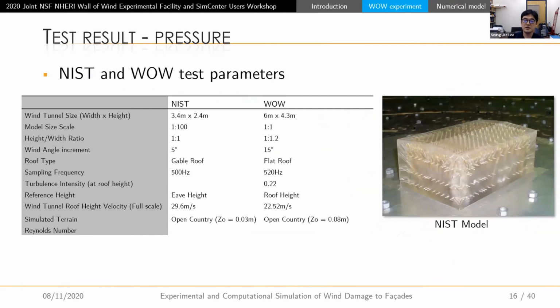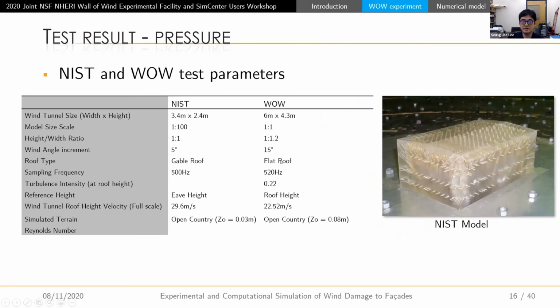All right, so we cross-checked our test results with NIST data, but there is no exactly same model available in the NIST database, so we chose the closest one possible. Here, the height to width ratio, for example, is a little bit different.